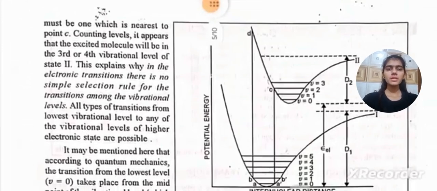Counting levels, it appears that the excited molecule will be in the third or fourth vibrational level of the state 2. This explains why in the electronic transitions there is no simple selection rule for the transitions among the vibration levels. All types of transitions from lower vibrational level to any of the vibrational levels of higher electronic state are possible.